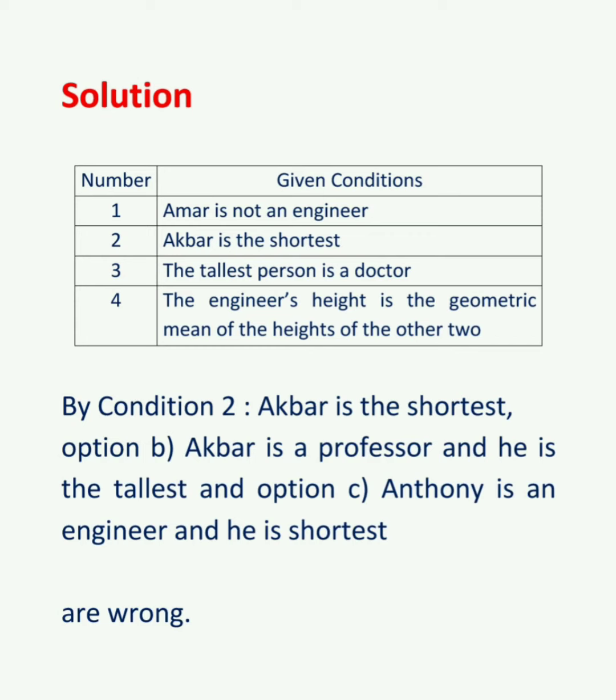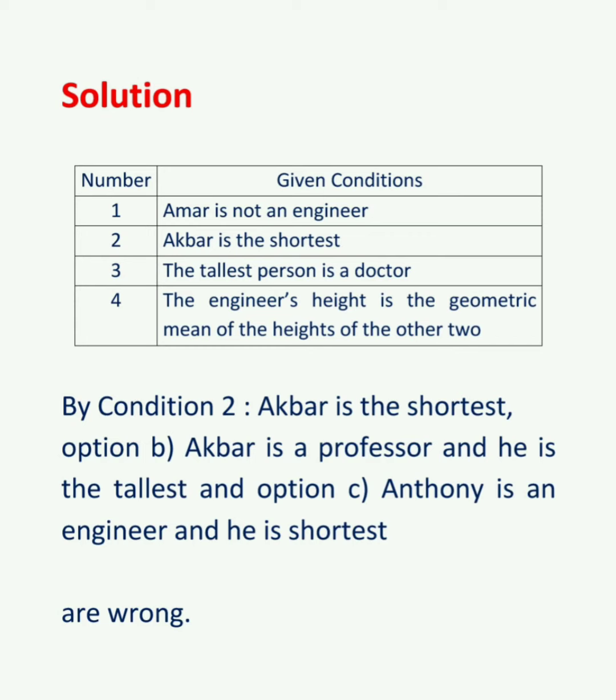Solution. First I rewrite the given conditions and give some numbers. Number 1, Amar is not an engineer. Number 2, Akbar is the shortest. Number 3, the tallest person is a doctor. Number 4, the engineer's height is the geometric mean of the heights of the other two. Here, the definition is: the geometric mean of A and B is equal to the square root of A into B. Now here I am using condition 2.